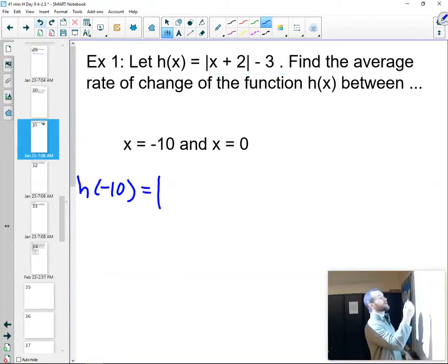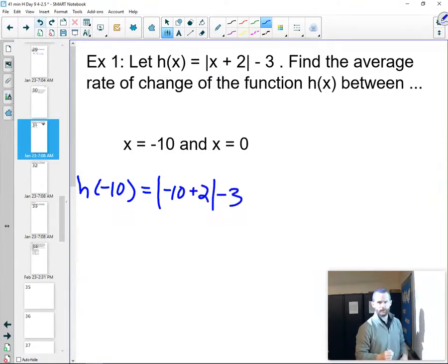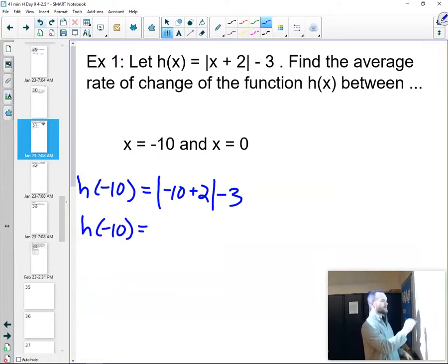That equals absolute value, well, not x anymore, because we know our x value is negative 10. Then we just copy the rest, plus 2 minus 3. Now all we have to do is simplify, and that will give us our first complete ordered pair. So let's see what we get.